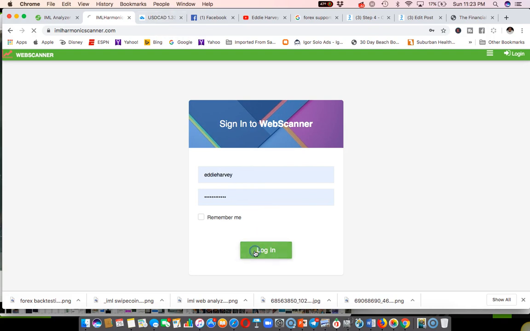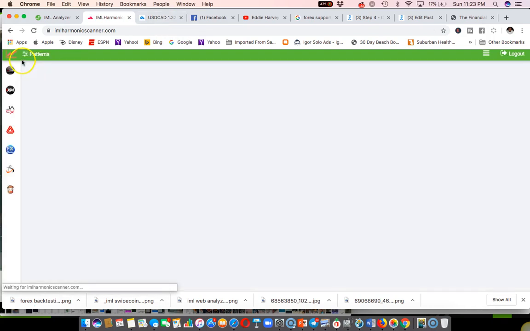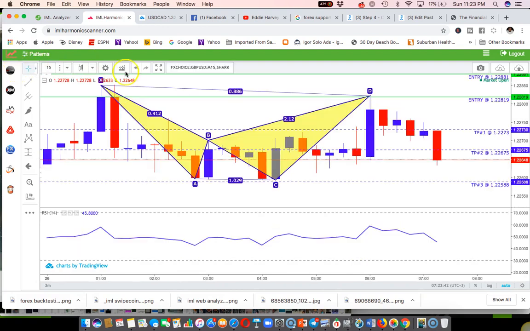So I'm going to log in and look at a few pairs. This is one of the products inside of IMarketsLive, which is the Harmonic scanner. What the Harmonic scanner does, guys, is help me analyze different trades to potentially enter into. It's a highly accurate product, over 85% accuracy rate. Just looking here, this was a scalp trade given off the Harmonics for GBP USD.